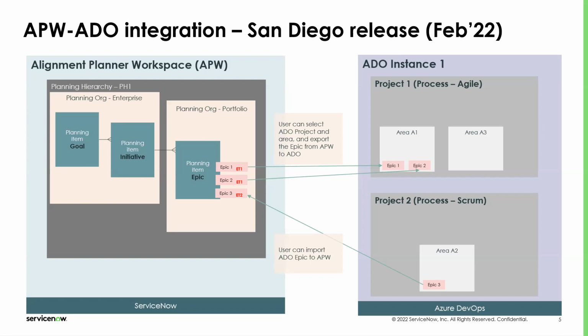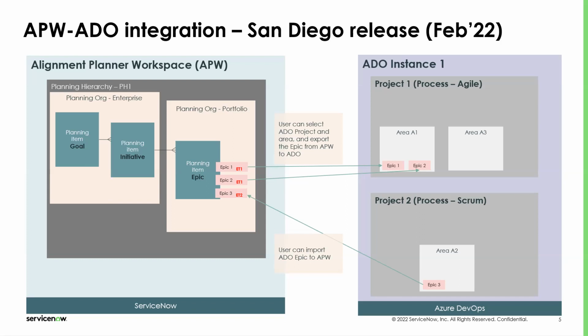Similarly, if they want to import an epic into a planning organization and then later put that epic onto their roadmap, they can easily click on the import button, and then they can enter the epic ID, and then once they click on import, the epic will be imported to Alignment Planner Workspace.